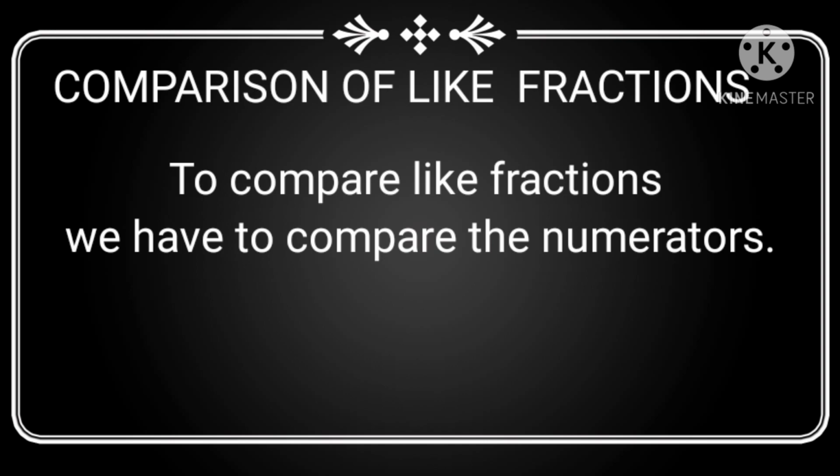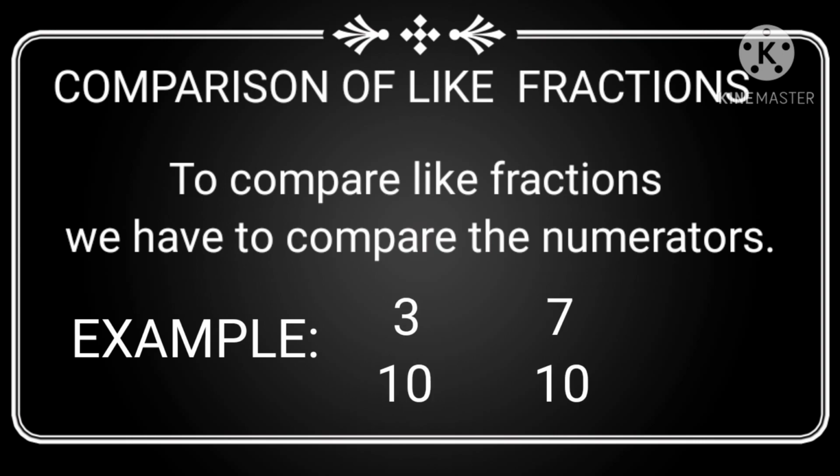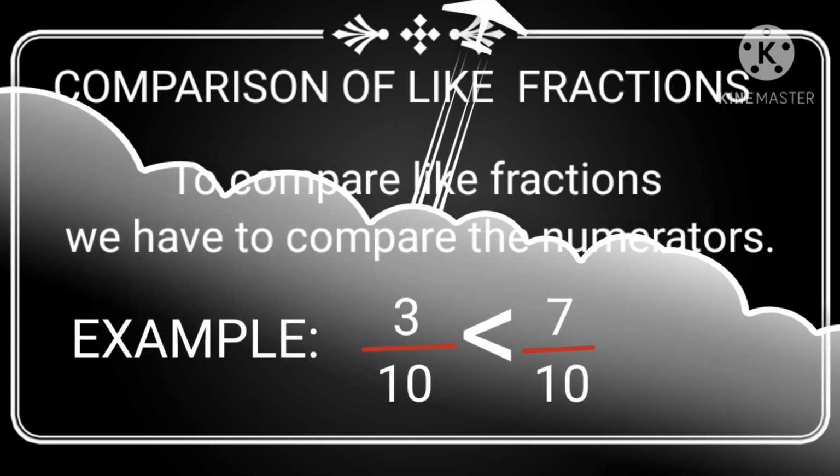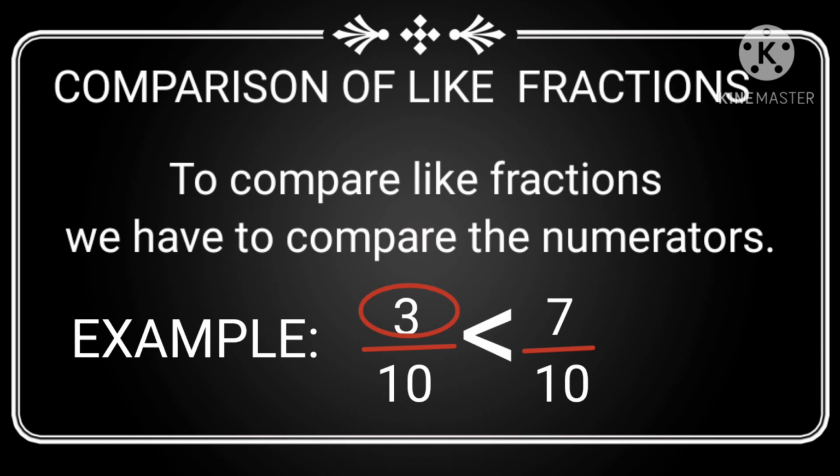Comparison of like fractions. To compare like fractions, we have to compare the numerators. Let us see the example and compare 3 by 10 and 7 by 10. Now, look at the numerators. Which is greater? Yes, 7 is greater. So, 3 is less than 7. And so, the fraction 3 by 10 is less than 7 by 10.